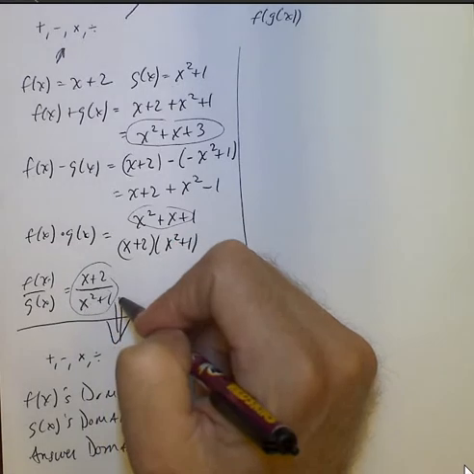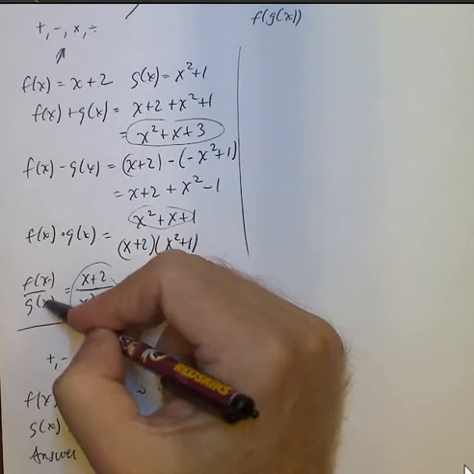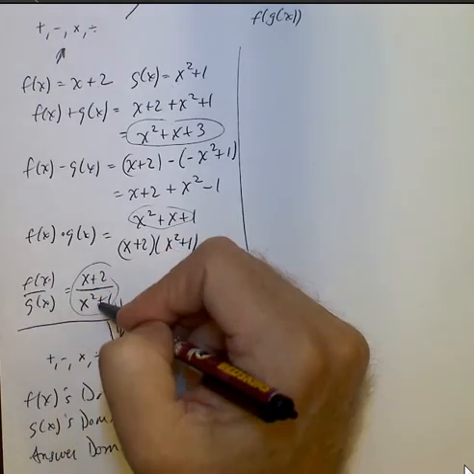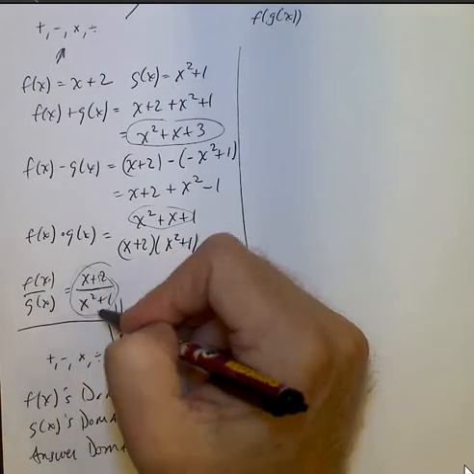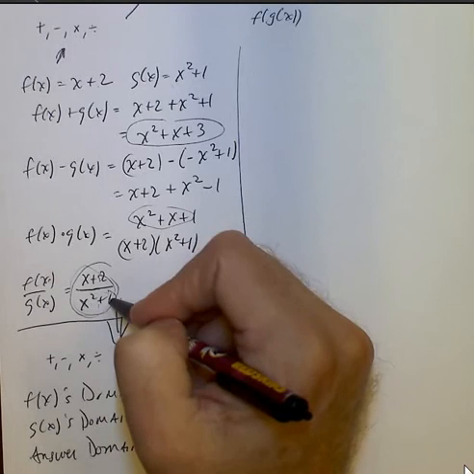I'm not going to do that calculation, but if we have all reals for f of x and all reals for g of x and a restriction on x in our answer because of the division, then your final domain would be all reals except those two values of x that make the denominator 0.